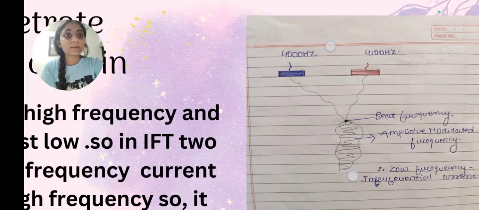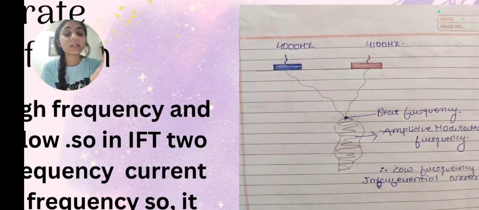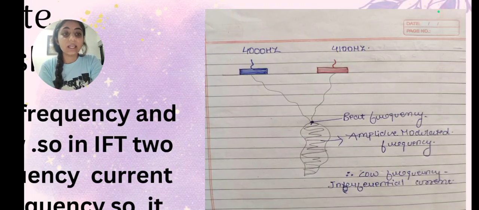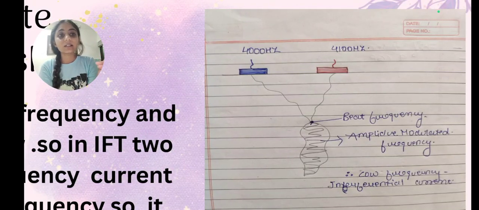So in this picture you can see two different medium frequency currents passing, and the beat frequency is rising, and inside the beat frequency, the amplitude modulated frequency is suddenly rising and suddenly slowing.